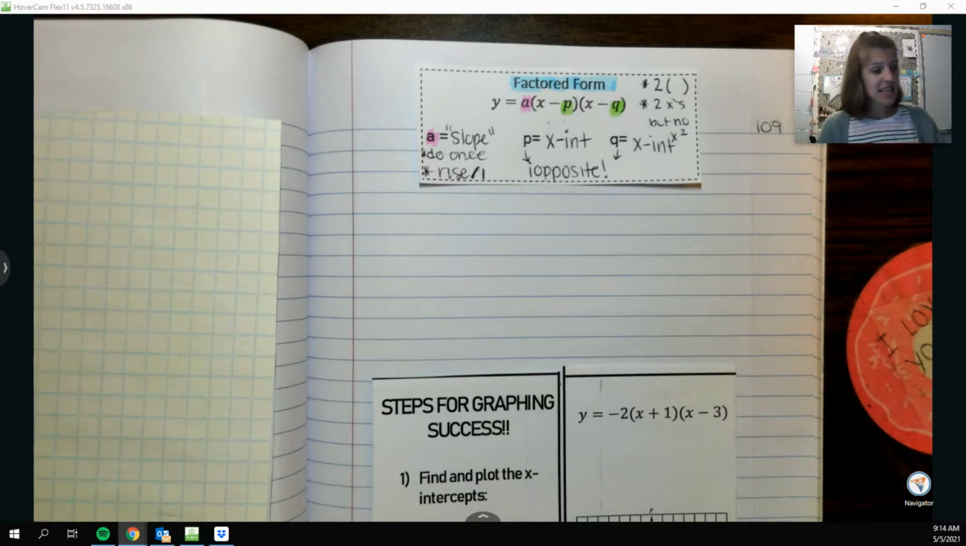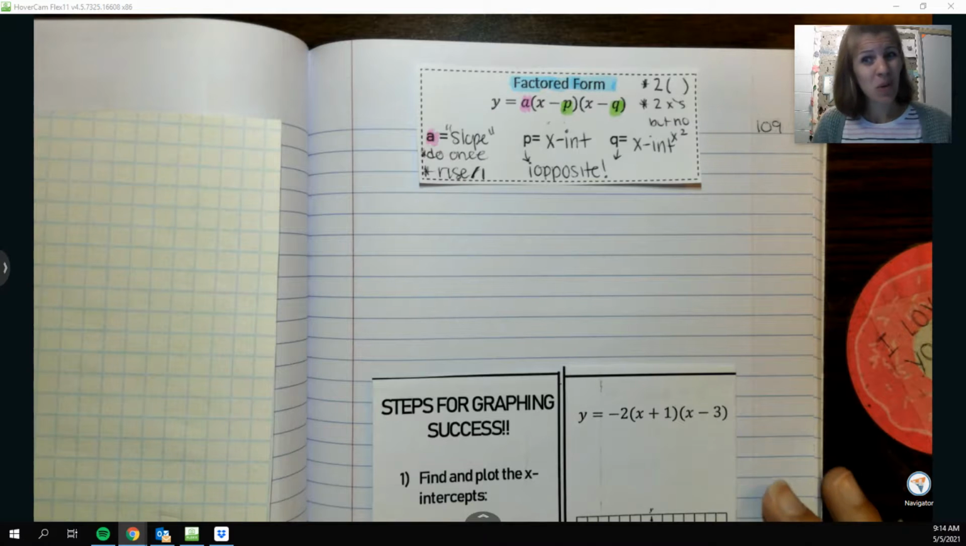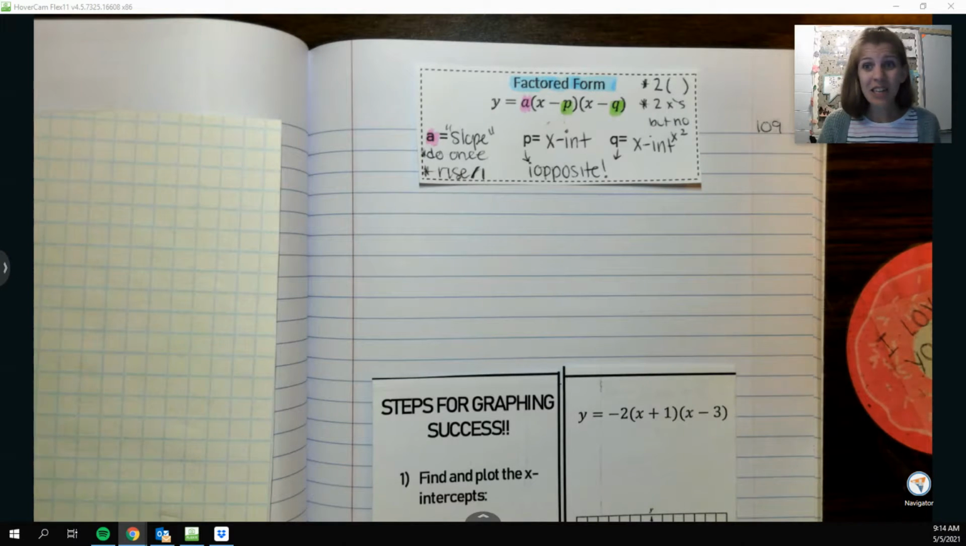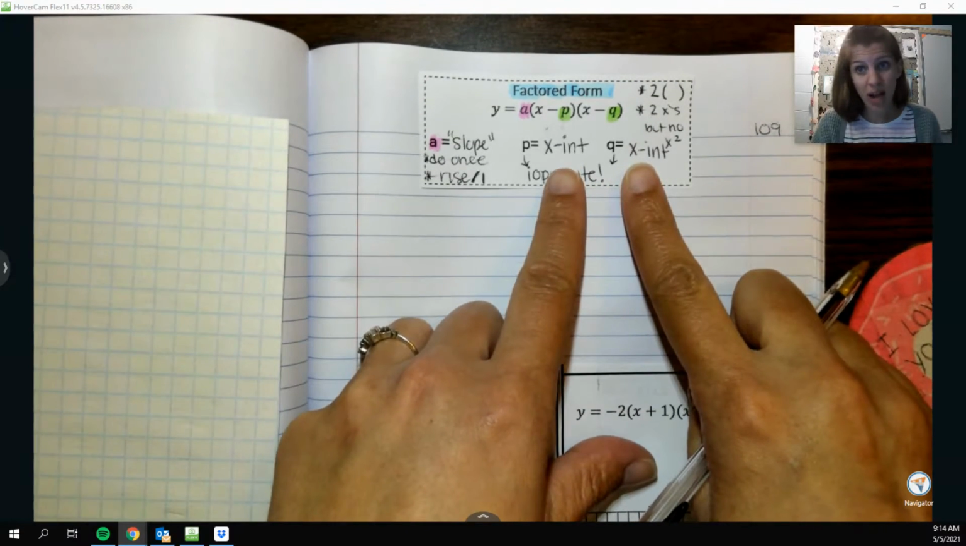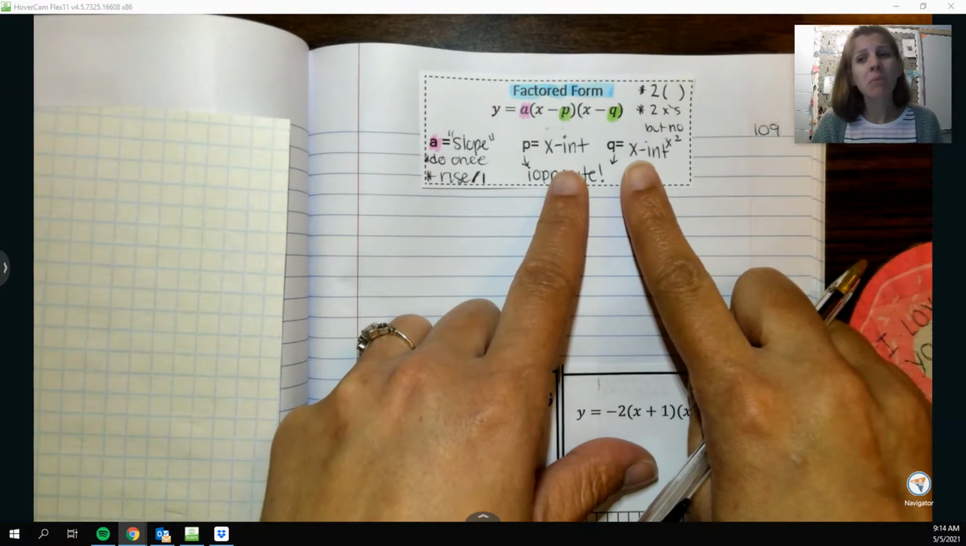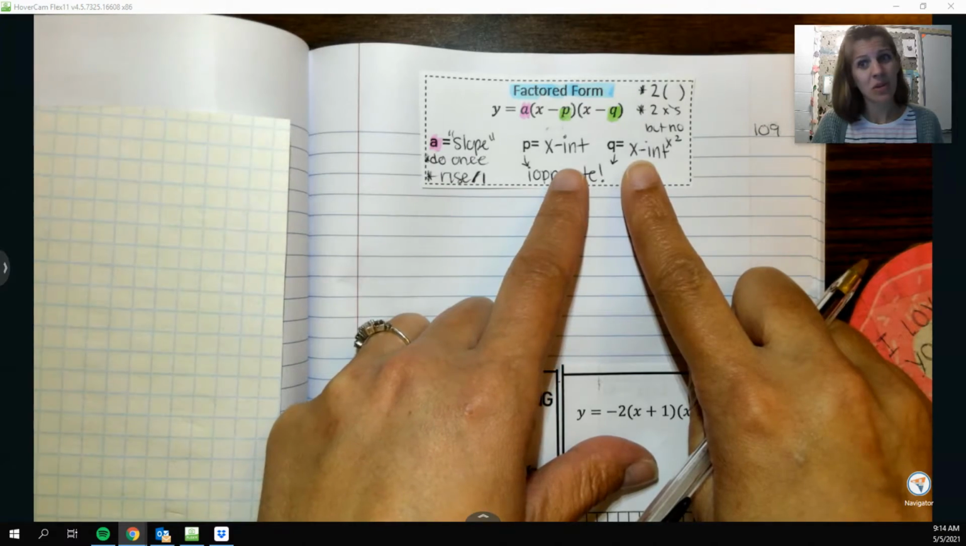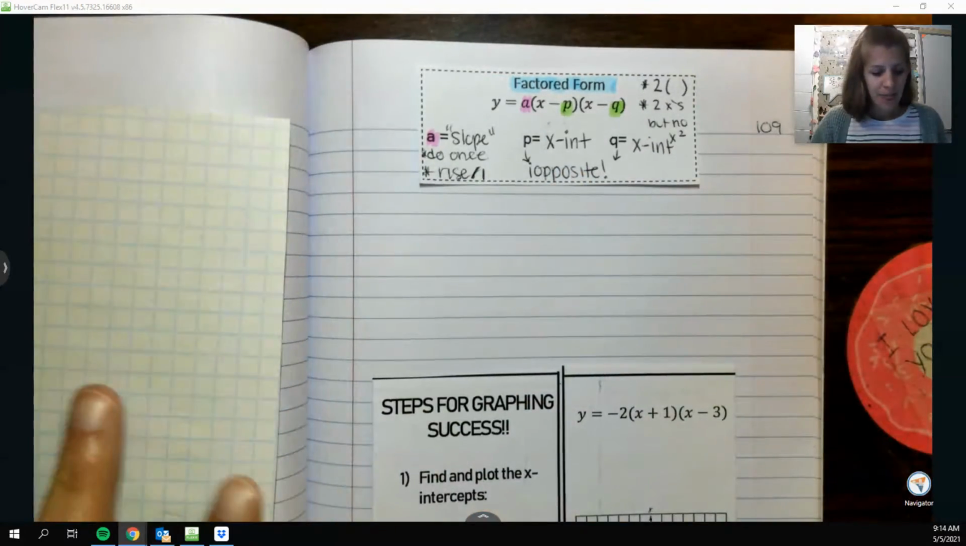Okay, so as always, we want to talk about our steps for graphing success. Like, what order do I do things in? What sort of math do I have to do? Oh my gosh, and this just goes to show, I have x-intercepts, which are great, but I do not have the vertex, which is that most important point. So we are going to have to do some math to get it.